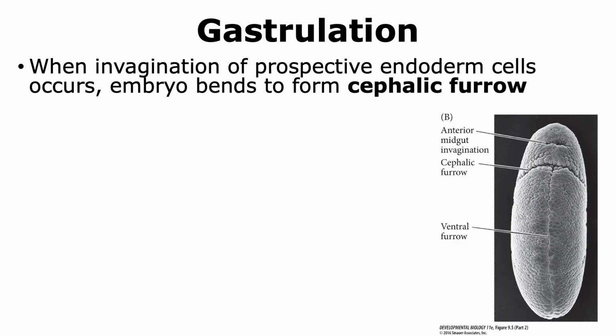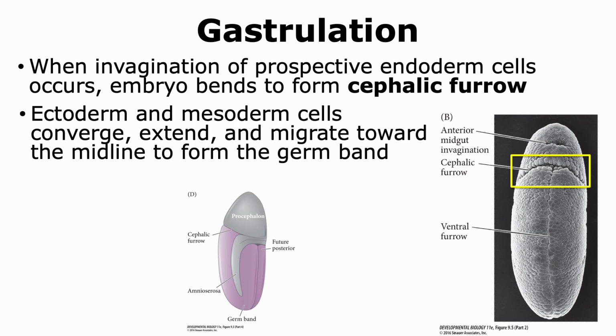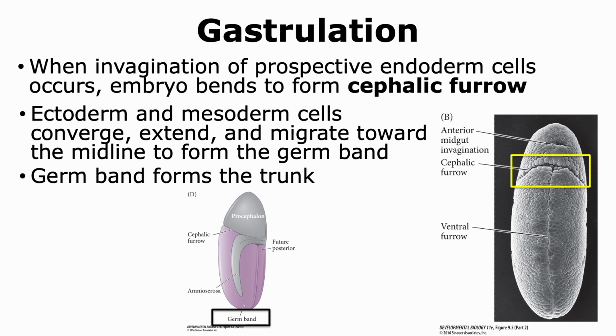Now, when invagination of prospective endoderm cells occurs, the embryo forms a bent-like structure which looks more like a bean, and that causes the formation of the cephalic furrow that is shown in the yellow box in the picture to the right. The ectoderm and mesoderm cells converge and extend and migrate toward the midline to form the germ band, and the germ band forms the trunk. So when we look at the picture that's right at the bottom of the slide, the pinkish or purplish region is the germ band.